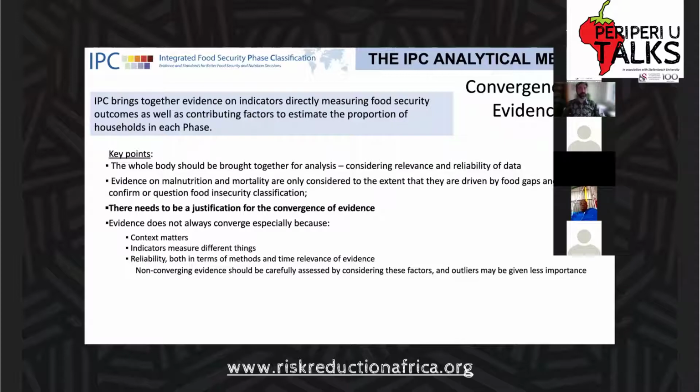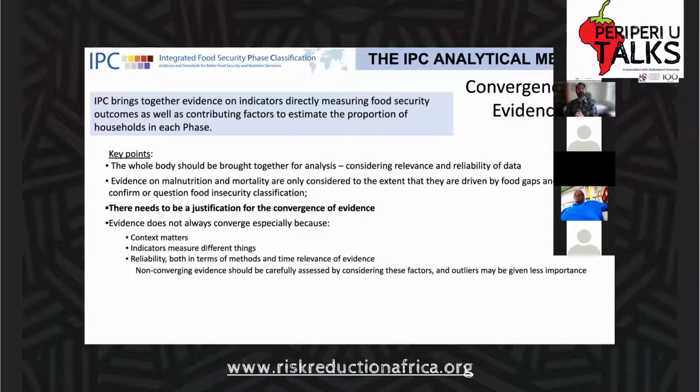Okay, and the critical thing here, if you like, the innovation of IPC is this convergence of evidence. Food security was for decades hamstrung by the fact that people kept trying to find one indicator which would explain everything. And the consensus at this point is that that's more or less not possible. You need a wide range of indicators because food security is such a multi-sectoral issue. You need multi-sectoral indicators. And IPC brings these together by a convergence of evidence.